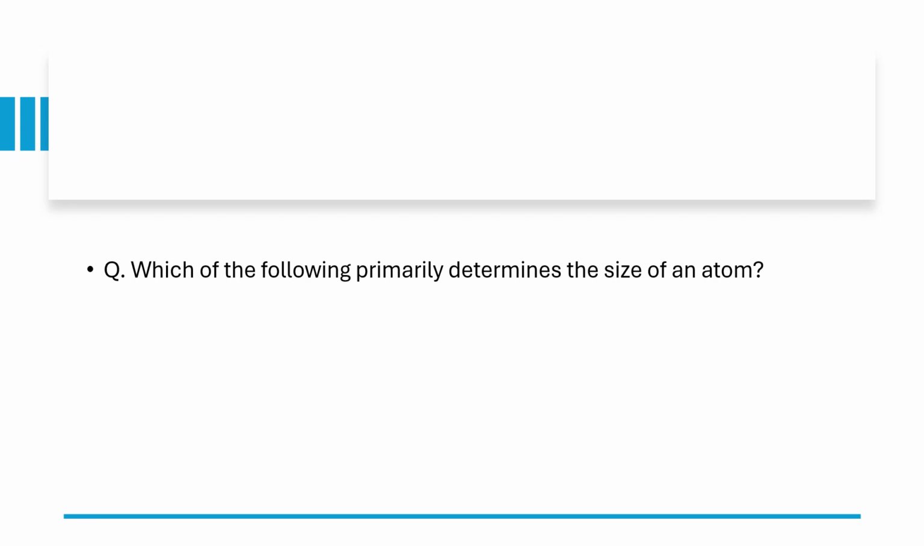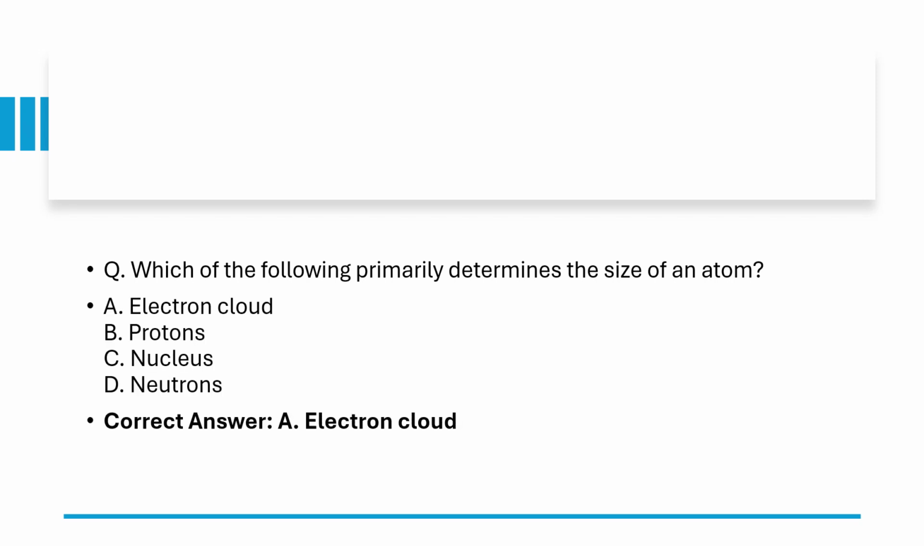Which of the following primarily determines the size of an atom? Here are the options. The correct answer is option A, electron cloud.